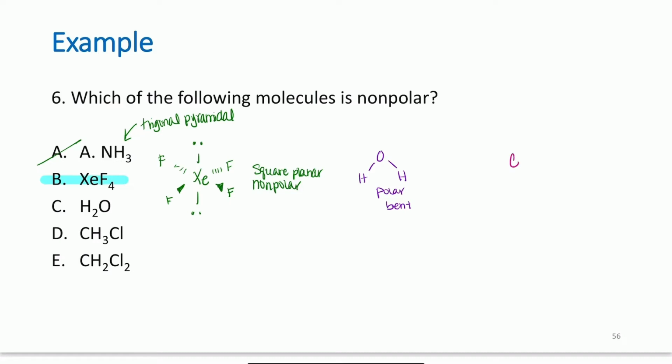CH3Cl. Polar. And CH2Cl2, dichloromethane. Also polar.